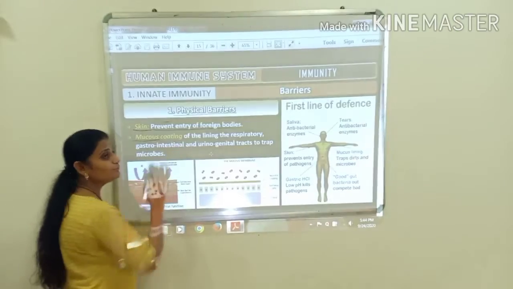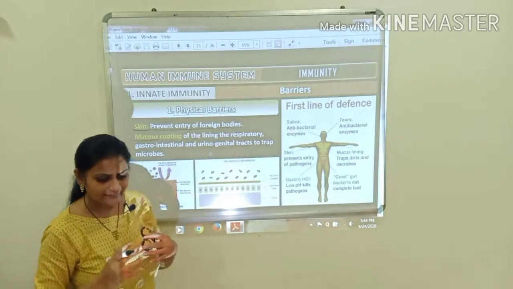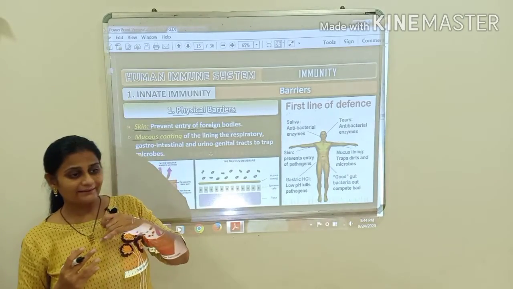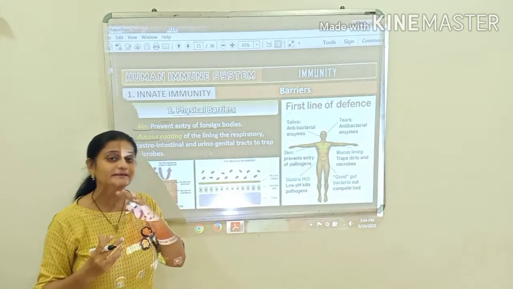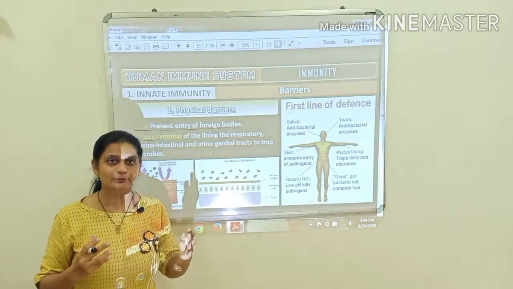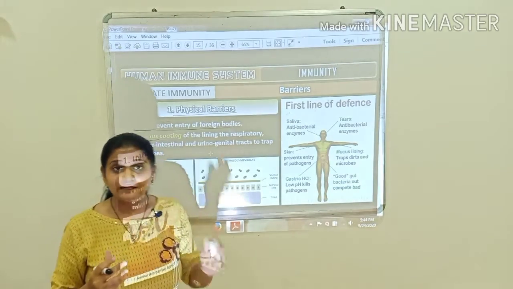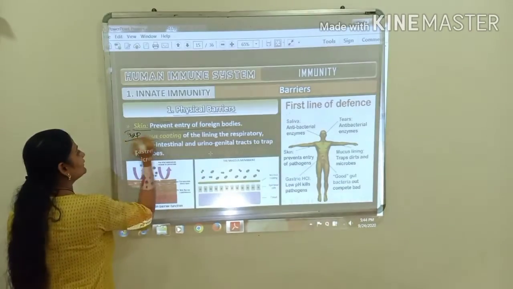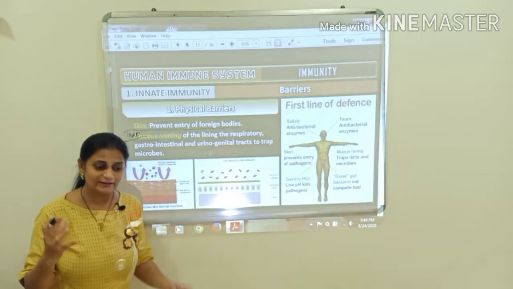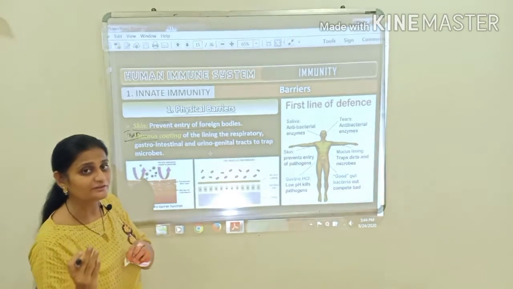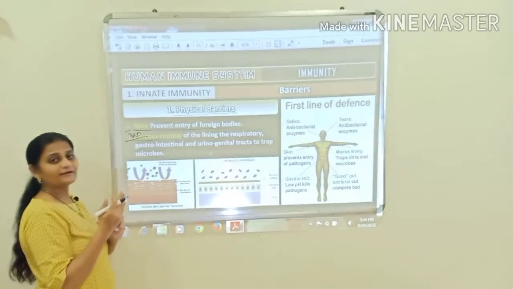And second thing is the mucus. Many important tracts in our body, okay, their epithelial lining has the covering of the mucus, okay, and that mucus traps the pathogen, or it blocks the entry of the pathogen. It doesn't allow the foreign particles to enter the body.